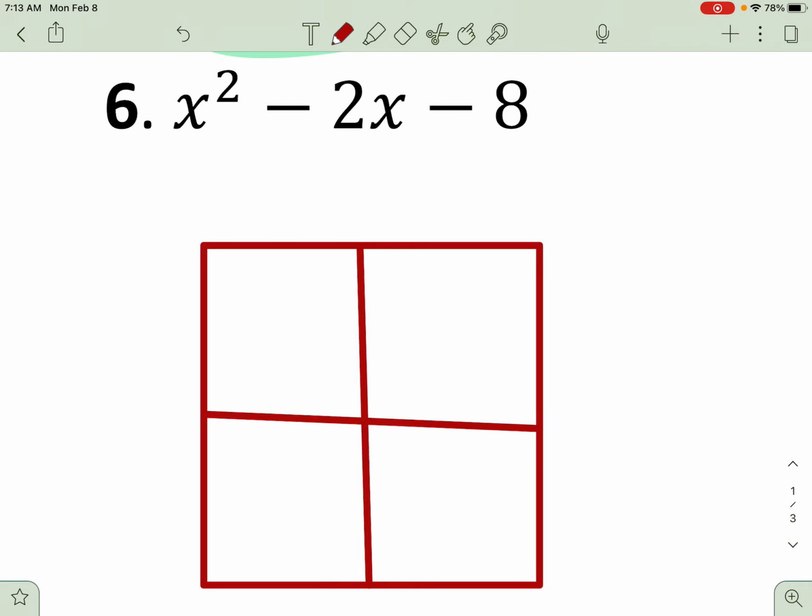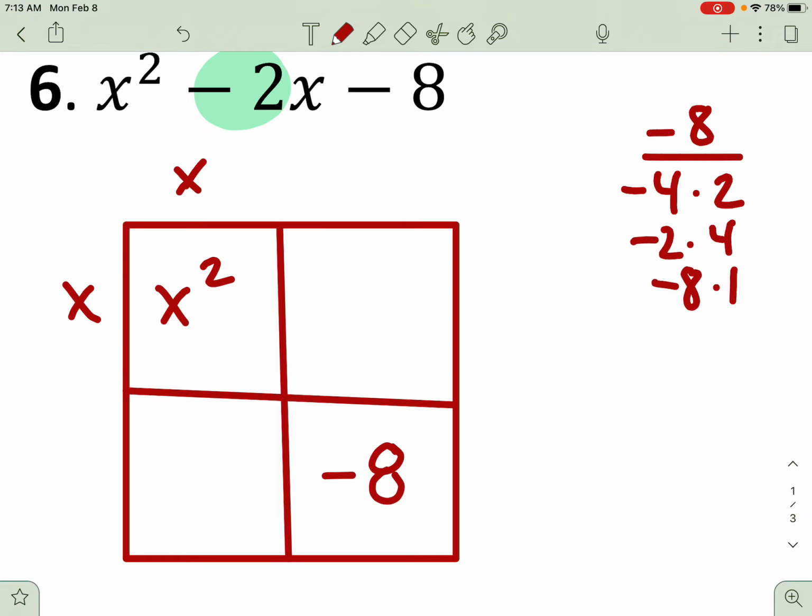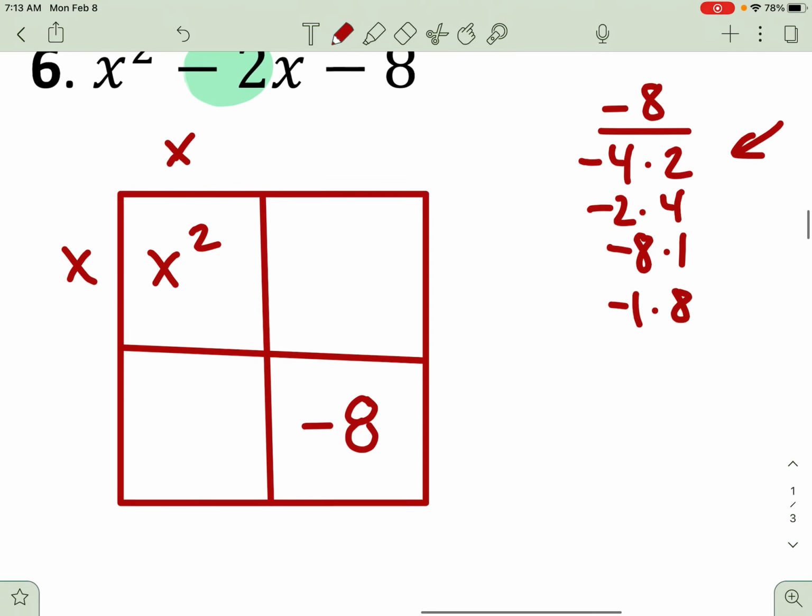Number 6. Make a box. Okay, x squared goes in the top left-hand corner. We know that factors into x and x. Negative 8 goes in the bottom right. Factors of negative 8 need to add up to give us negative 2. So let's see, negative 4 times 2, negative 2 times 4, negative 8 times 1, negative 1 times 8. And it would actually be this one. It would give us a negative 2. So this would be negative 4x, positive 2x. Doesn't matter which order you put them in. You could have put them in either box right here.